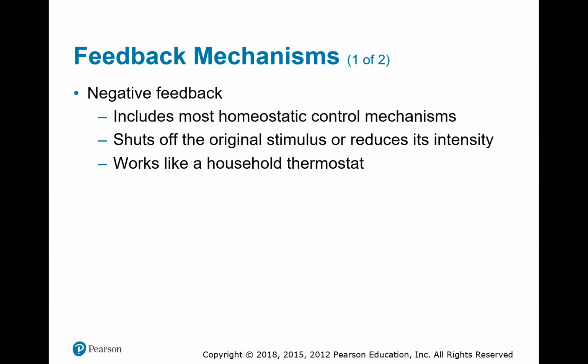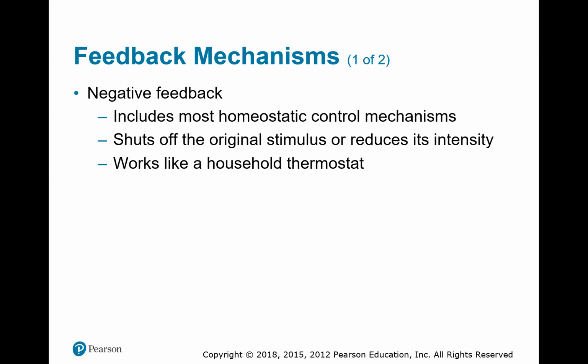And what happens here is there's a change. Again, that receptor sends that change to the control center. The control center says, I do not like the route we're going. So it shuts that off. It shuts off that stimulus. It reduces its intensity. And then it sends that information out to the effector. So for instance, your body temperature is running too high. It's like a thermostat. It's going to say, nope, that's wrong. Shut it off. And we're going to fix this.